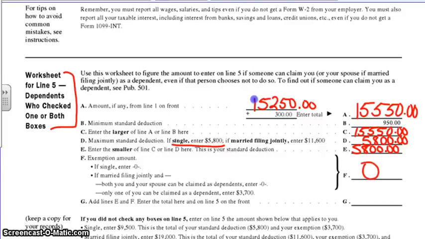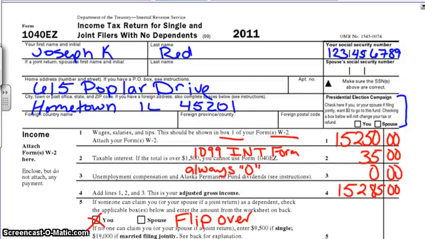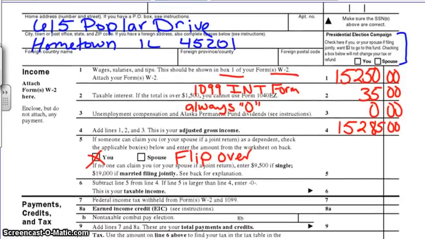Okay? Line G, add lines E and F together. High math here, guys. $5,800 plus 0 gives you a whopping $5,800. Okay? I'm going to go ahead and box this number. This is the number that's going to appear on line 5. So we just simply carry 5,800 on over.